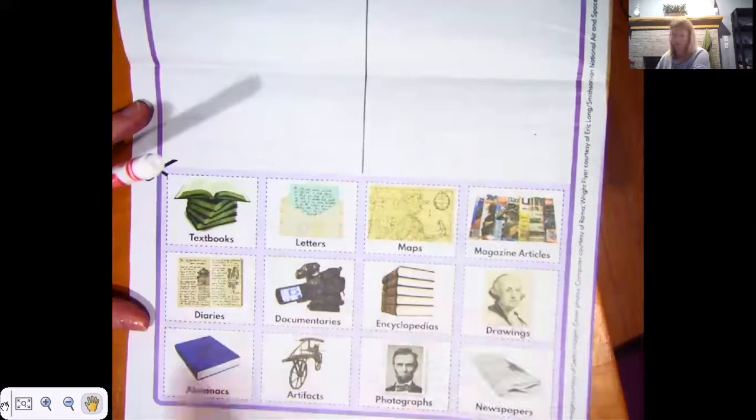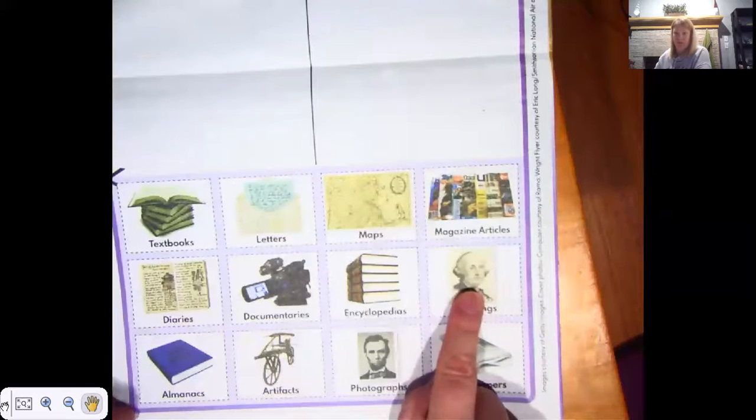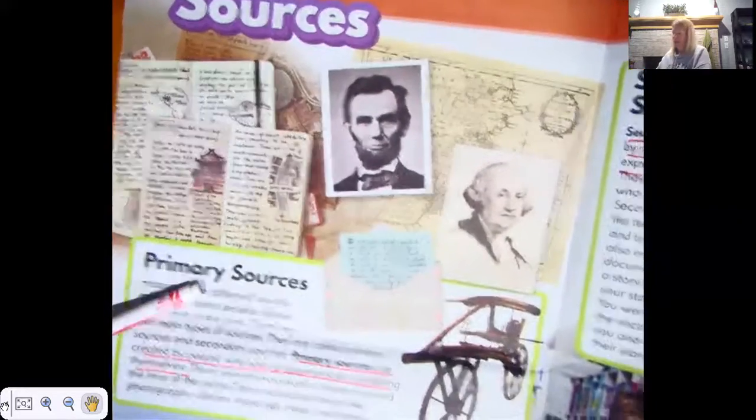So you have 4, 8, 12 pictures. You're going to cut these out, and then you're going to either use tape or a glue stick or whatever, and you're going to glue the primary sources under the primary source side and the secondary to the secondary source side. Now, if you have trouble figuring out what is what, I'm going to give you a big hint. Like, look at this drawing right here. George Washington. If I look back at my magazine, oh, look, George Washington is right here. And what side is he on? Oh, primary source.